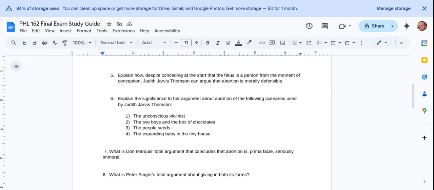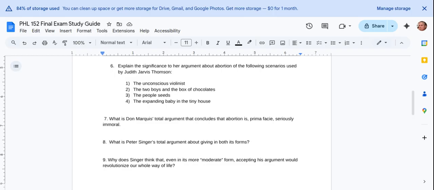The two boys, I think they're brothers, and the box of chocolates. Remember that there are two scenarios, one in which the older brother is given the box of chocolates individually and then selfishly eats them in front of his brother. The other one in which they're given the box of chocolates jointly and he selfishly eats them. To see how those two situations differ and what point she's making about justice and rights is quite important. The third and fourth ones, people seeds and the expanding baby, are maybe not as central, but still easily found in the essay and very well explained by her.